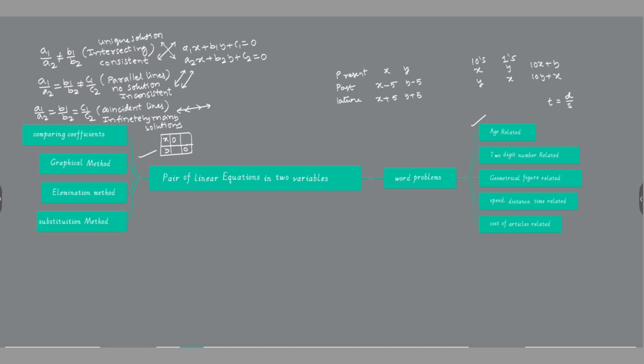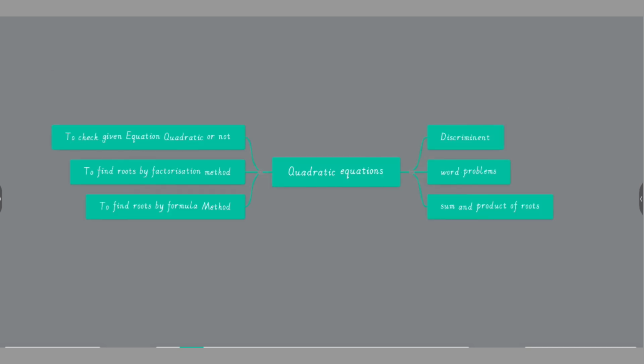That's it. In pair of linear equations, first we have to know comparing quantities, and then these three methods of how to solve equations. In word problems, in which case what method we have to follow to frame the equation. If you know this, pair of linear equations is done. Hope it is okay. Now going to the next topic, that is quadratic equations.